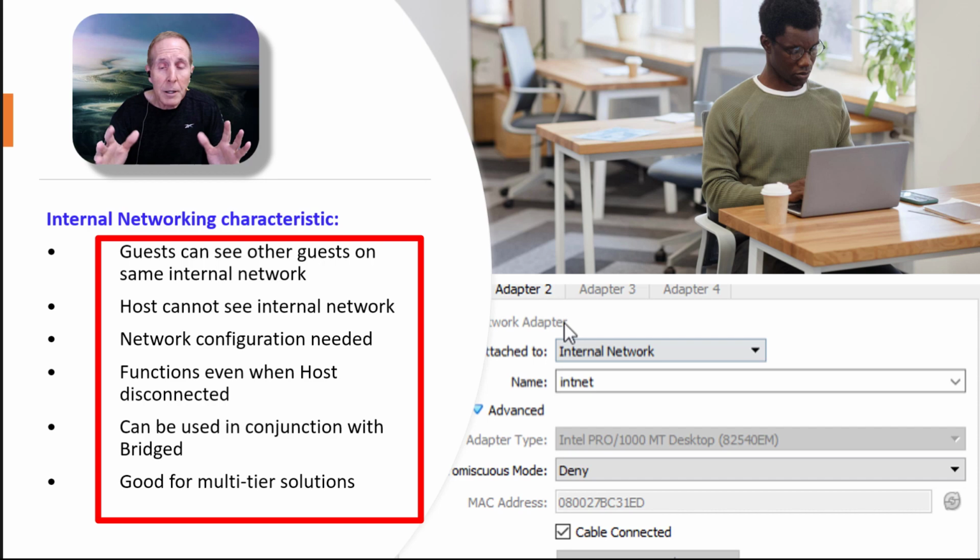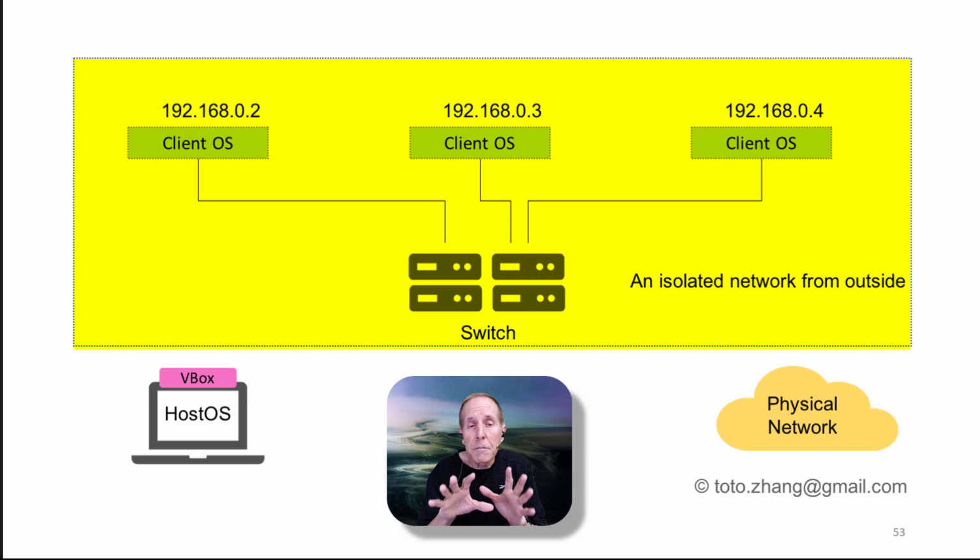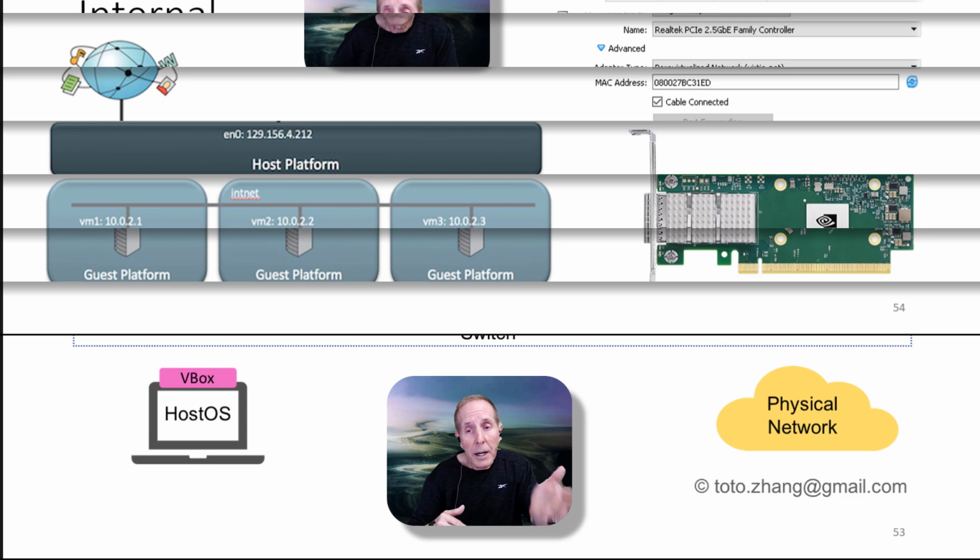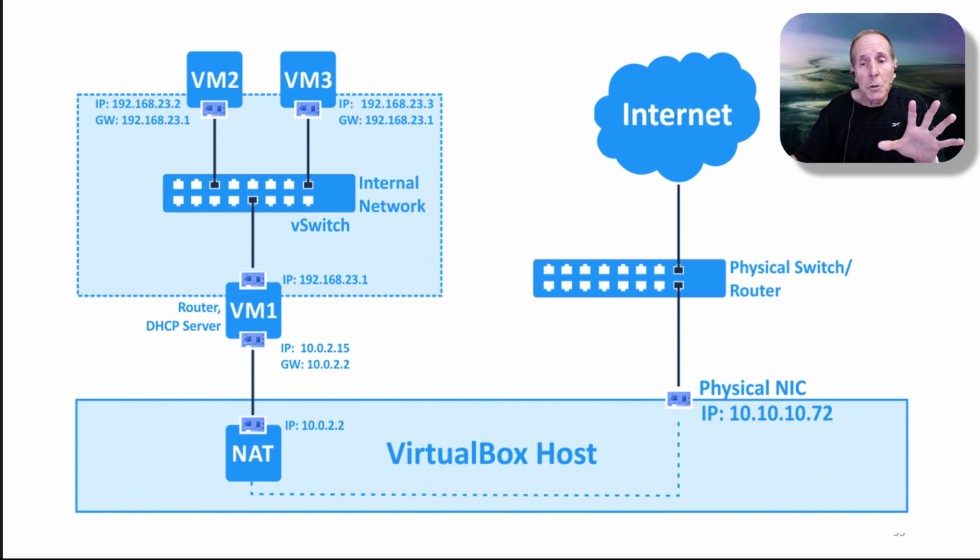So here's a great pictorial of the internal network type. You can see all the guests can see each other. There's no problem with them communicating and talking, but notice they cannot talk to the external network, not even to the host. Here's another view of that same topology. Here's a different view of that same topology.